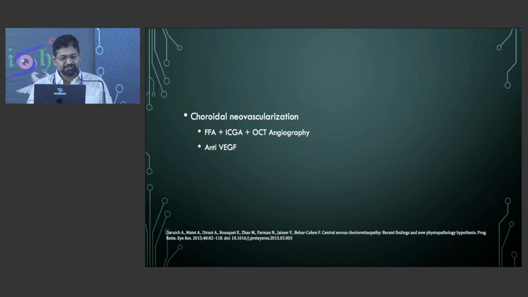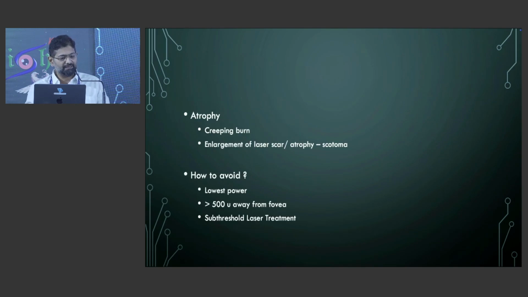If you have a choroidal neovascularization, get an FFA, ICG or OCT angiography, and the treatment for that will be anti-VEGF injections. Also, sometimes what can happen is there is macular fluid, and most of the time the leak would be just beneath the fluid. So when we hit the leak, there's a tendency that you don't see any burns, and the natural tendency is to keep on increasing the power. When we keep on increasing the power, the laser scar will be much more disastrous, a powerful burn, and then you end up having atrophy. Those are creeping burns.